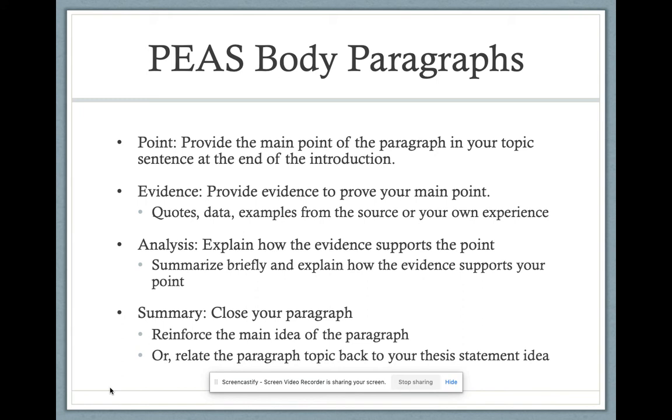And then at the end of your paragraph, you're going to have a summary sentence. That's an opportunity to reinforce the main idea of the paragraph, to make sure that you're closing that loop, that you're relating the paragraph topic back to your thesis statement idea. I've seen a lot of instances where maybe the paragraph looks like it's getting off topic, but bam, in that summary sentence, it brings it all back onto message.